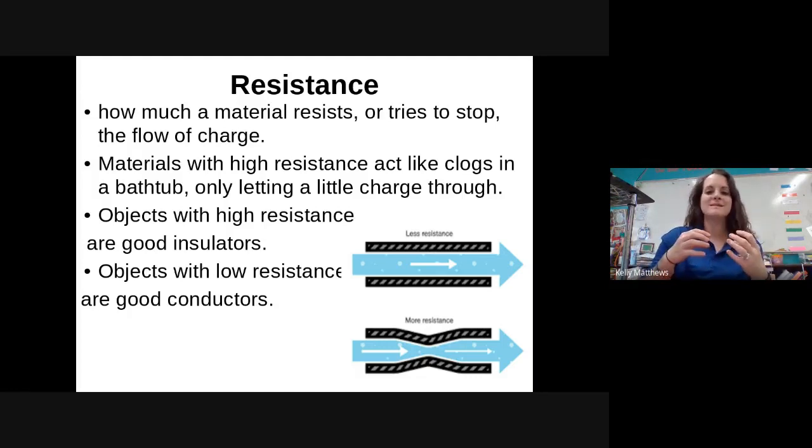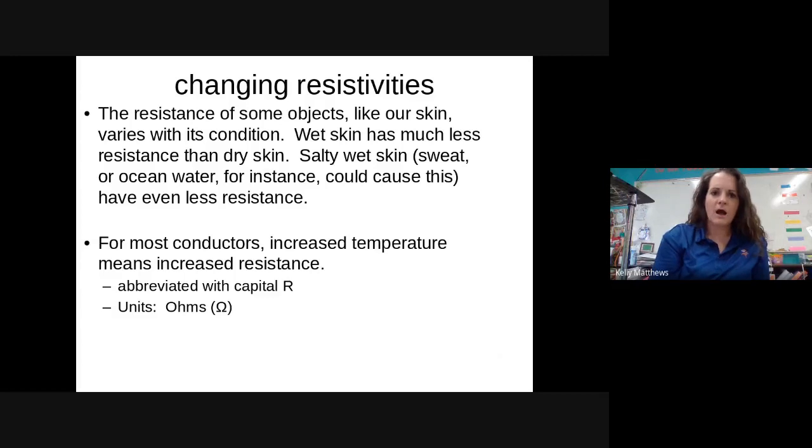Okay, so think of resistors like clogs in a bathtub. They're only letting a small amount through at a time. That would be desirable because certain electronic equipment pieces only need or want to use a certain amount at a time, or else you'll overload it and you'll break it. It'll blow. All right, so we have resistance, but resistance isn't set.